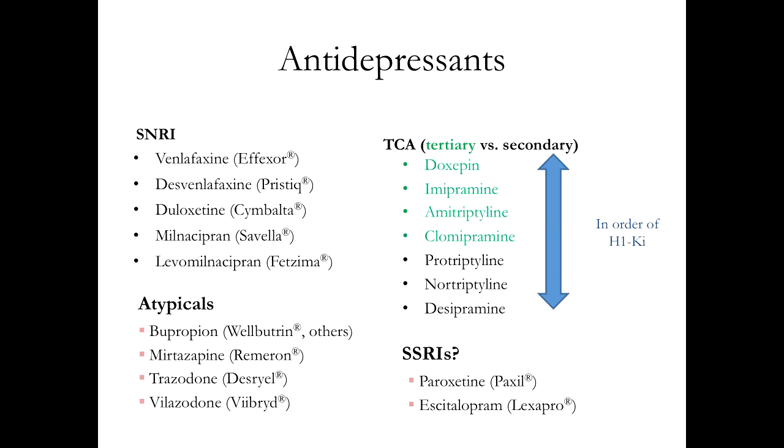Now, the other thing I want you to notice is over on the right, this is the order of binding affinity for the H1 histamine receptor. And so a lot of the sedation that comes from tricyclic antidepressants can actually be attributed to their activity on the histamine 1 receptor. And so doxepin, which has the highest, is frequently considered to be the most sedating of the tricyclic antidepressants, while desipramine, which has the lowest binding affinity, is thought to have the lowest amount of sedation with tricyclic antidepressants. And so we tend to pretty much see this very continuum in clinical practice.